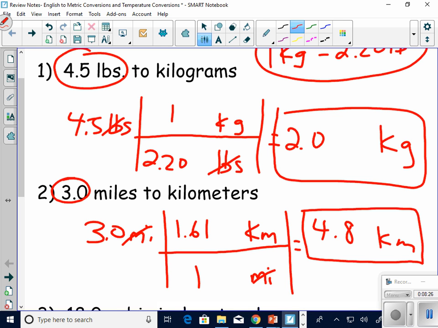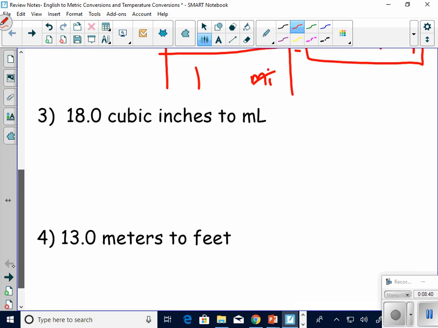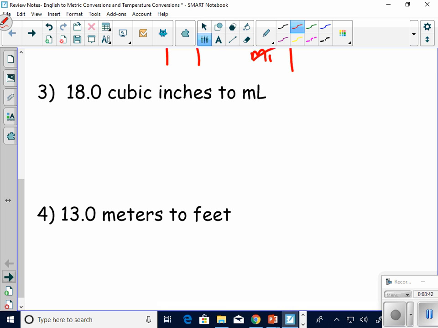Do we understand the conversion boxes that I'm setting up here? Because, I mean, it's the factor label method. It's going to be important with what we do here in chemistry. Okay? Here are the next 2. Go ahead and copy those next 2 down, and then we will work them.